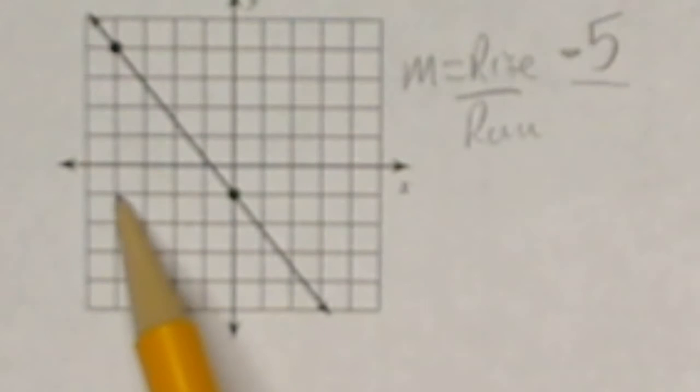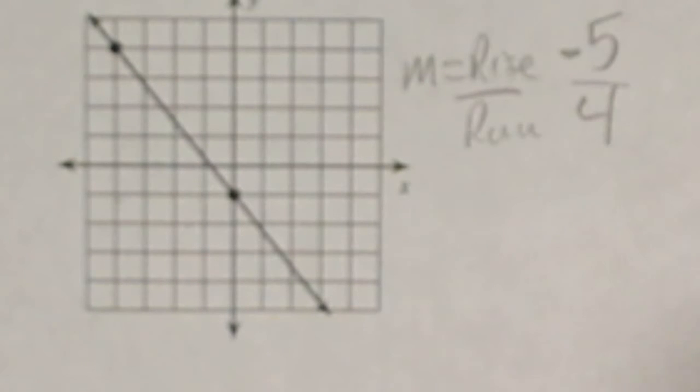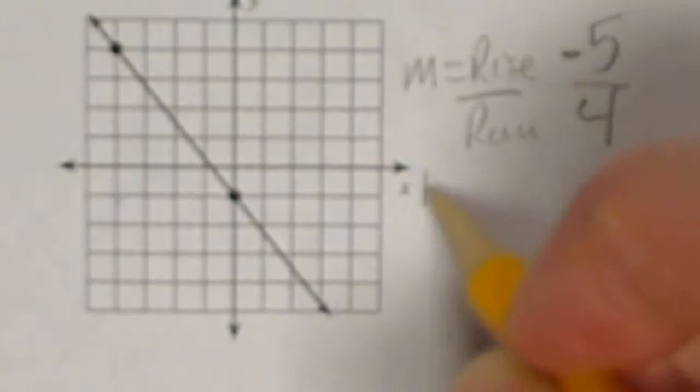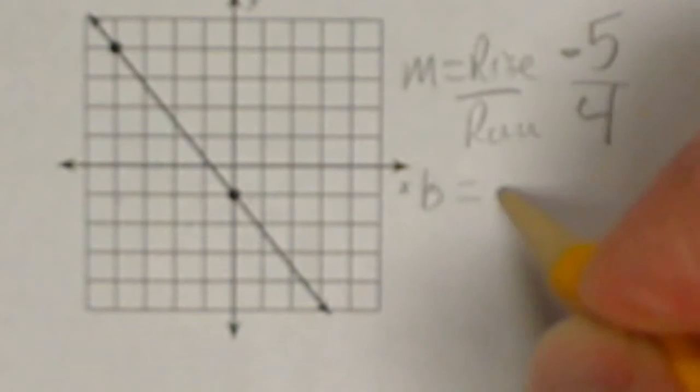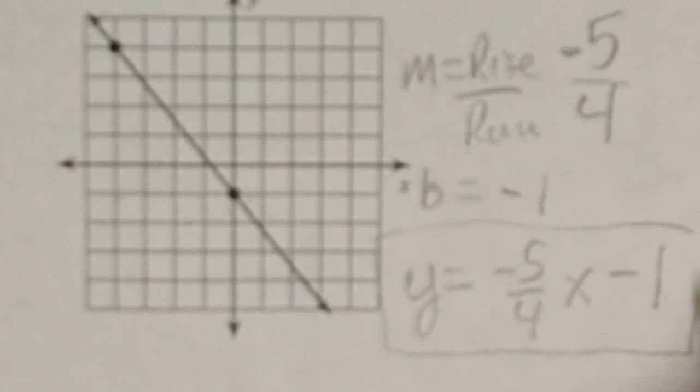So how much am I going down to get to here? Starting from here, it's 1, 2, 3, 4, 5 down. And then how much am I going over? 1, 2, 3, 4. So my slope is -5/4. Okay? And then where am I crossing the y-axis? In other words, what's the y-intercept? I'm crossing at -1, right below the origin. So there's my equation. It would be y equals -5/4x minus 1. Y-intercept, that's where you cross the y-axis. Here's your slope. Rise over run.